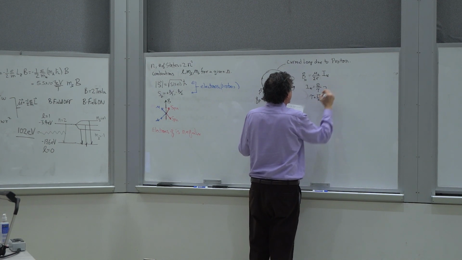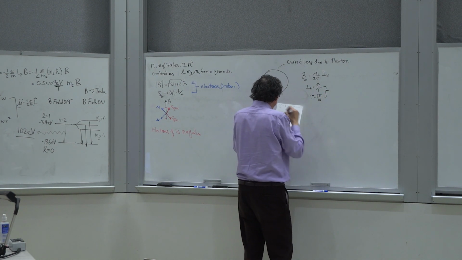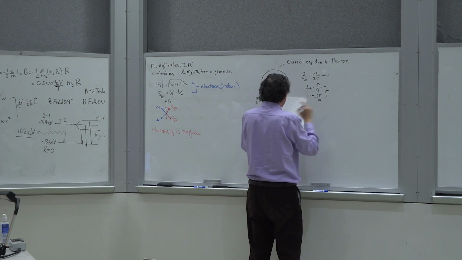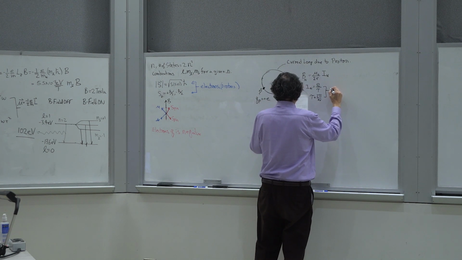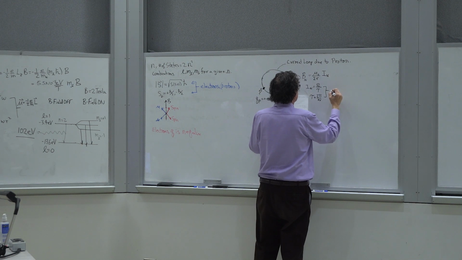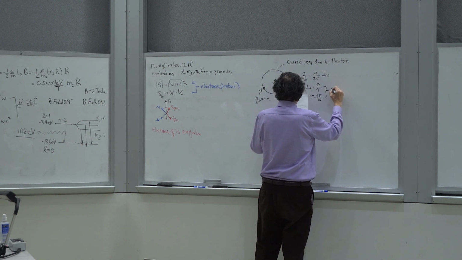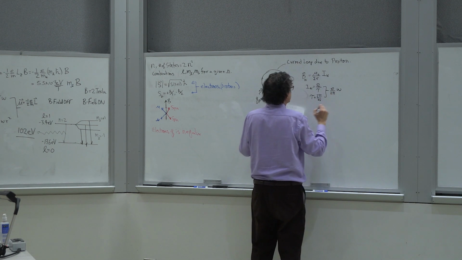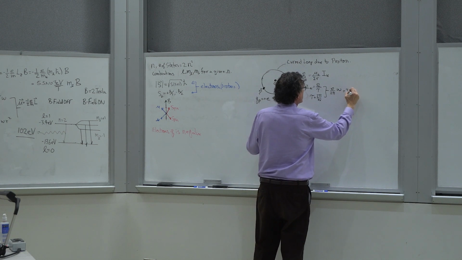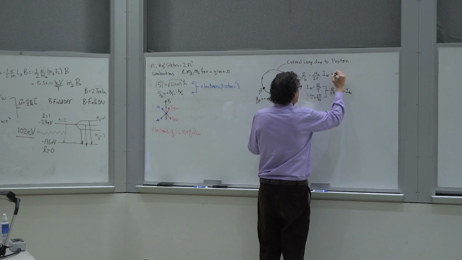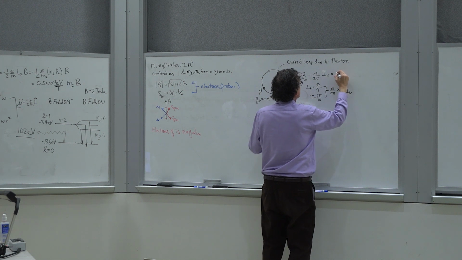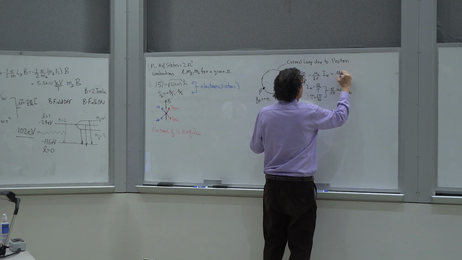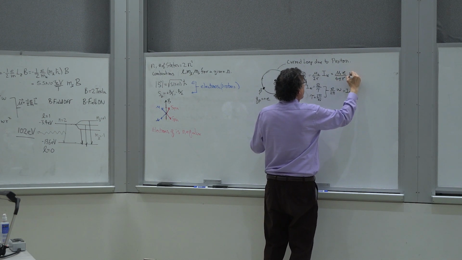And so I get that this would be equal to e over 2 pi times omega. And this is the nuclear current. So I put that in up here, and I get that this is equal to mu naught times e divided by 4 pi r times omega.